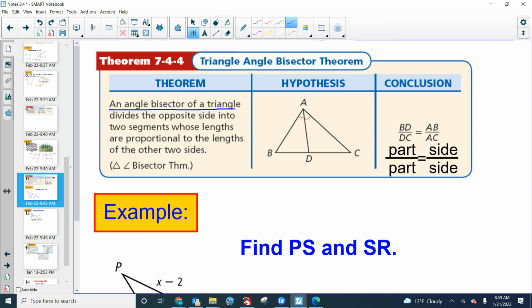An angle bisector of a triangle divides the opposite side. What's the opposite side from the angle that's being bisected? BC. BC is the opposite side into two segments whose lengths are proportional to the lengths of the other two sides. What? What's going on here?